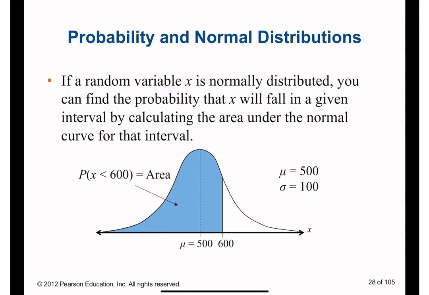Let's assume we have our x located somewhere here. This x is equal to 600. So all this blue area is a probability. The area is nothing else but probability. Remember that. When I'm asking how much is the area, that means I'm asking what's the probability this will happen in statistics.